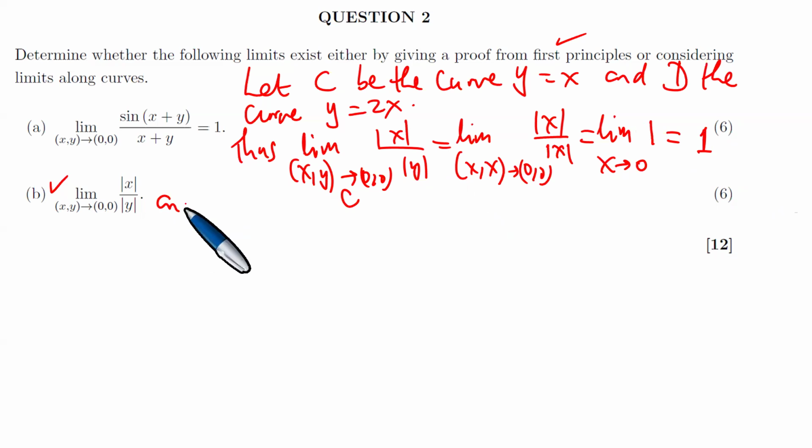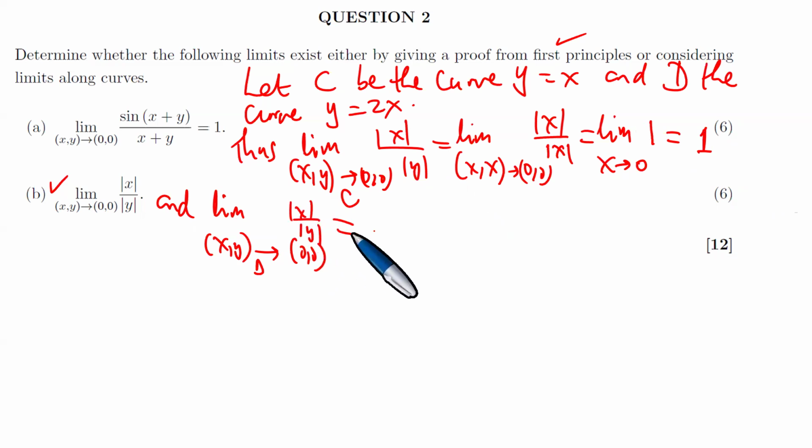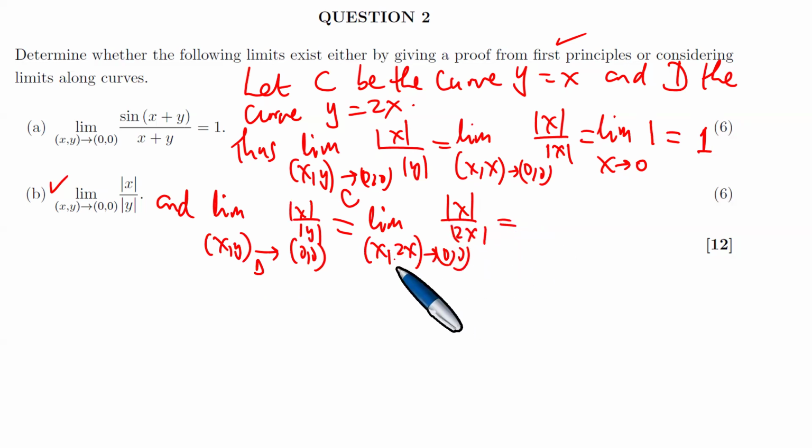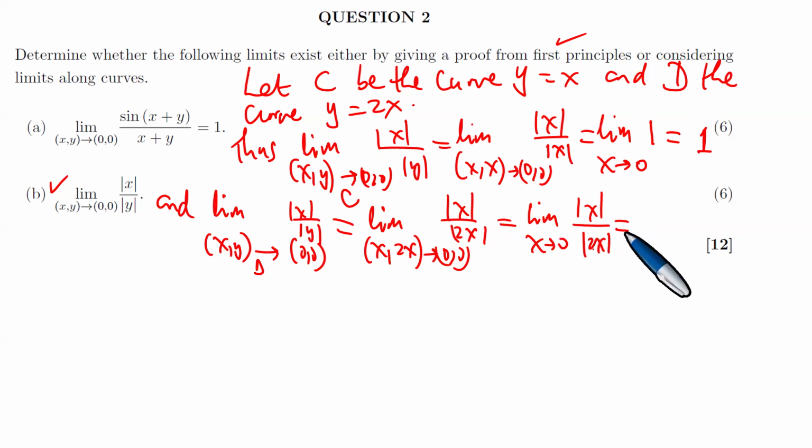Next. We also have the limit. Now we're going to take along curve D, 0 and 0, x, y, limit. Okay, this one now, you can put here x, and we call D to be 2x. So wherever there's y, we put 2x. But this approaches 0 and 0. Because x approaches 0, 2x approaches 0, it means it's the limit as x approaches 0 of modulus of x, 2x.